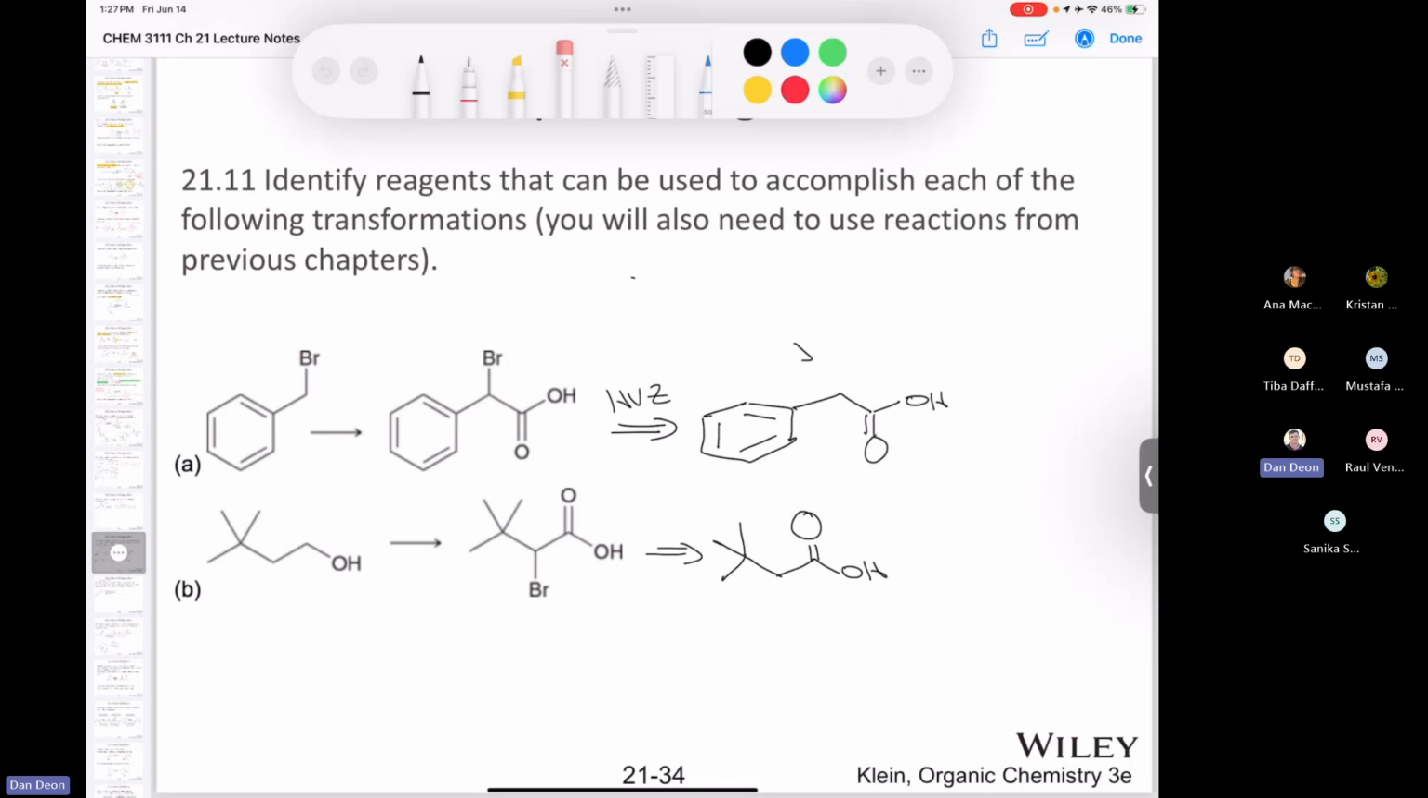Well, the first one, you can see that it involves alpha halogenation. If you want to put a bromine alpha to this carboxyl group, and this is the alpha carbon here, you're going to have to use the Hell-Volhard-Zelinsky reaction to do that. And if you don't remember the Hell-Volhard-Zelinsky, let's just go back a few steps.